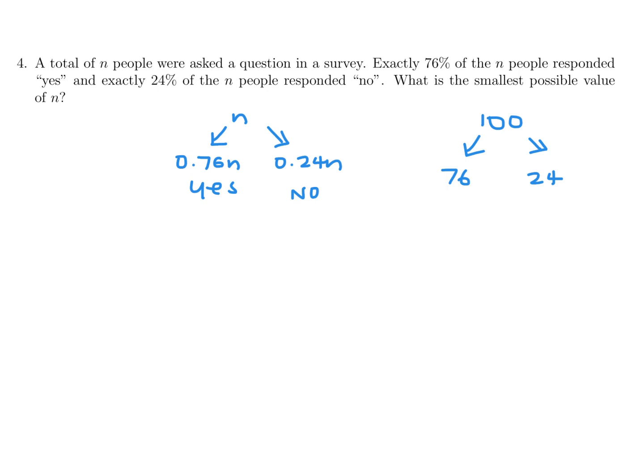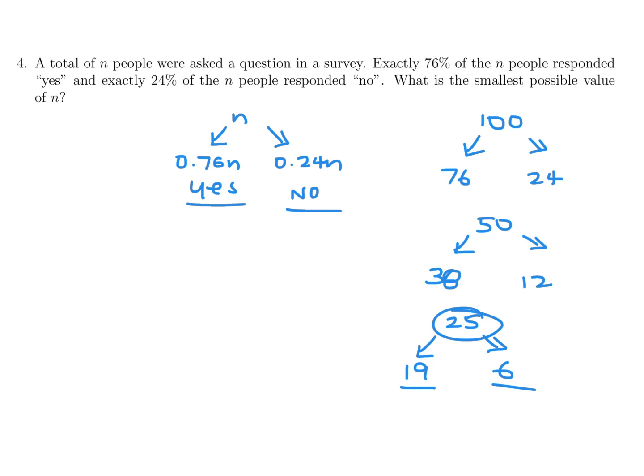I think that's the approach. So if we started with 50, for example, it would still be integers, right? It'd be 38 and 12. How about if I started with 25? It would be 6 and... Hold on, did I do this right? Sorry, this should be 38, I believe. Yeah, and I think that's it, because I can't go down to 12.5, because that's not even a valid number, since we have to have whole numbers. So the smallest, in order for everything to be an integer, is n equals 25, and that would give 19 for yes and 6 for no.